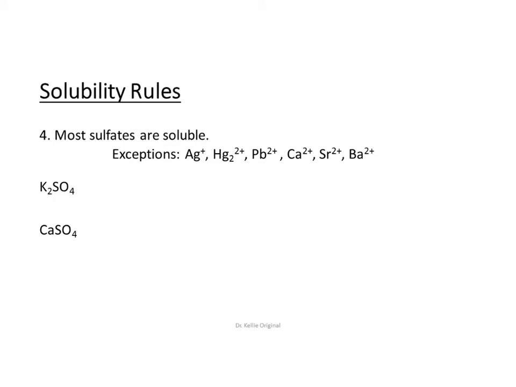Our last solubility rule is the one you have to watch out for. It's the one that bucks that trend. Remember I said most things that have positive or negative ones are soluble? Look what we got here. We have sulfates. And to refresh our memory, what's sulfate? SO4, 2 negative. Most sulfates are soluble.